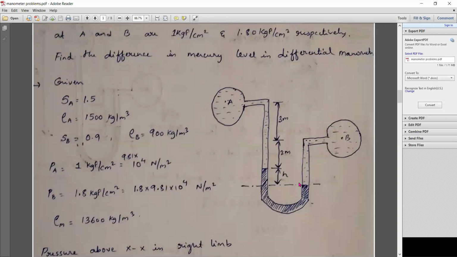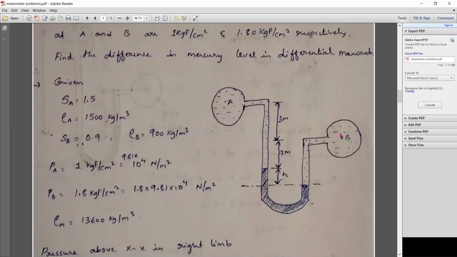Pressure above the datum line in the right limb. So what are the things which we have here? This is the right limb. Above the datum line, we need to take the pressures. So one is this PB, the pressure inside the tube. And the pressure because of this column, this height. How much height is there, that we need to find.